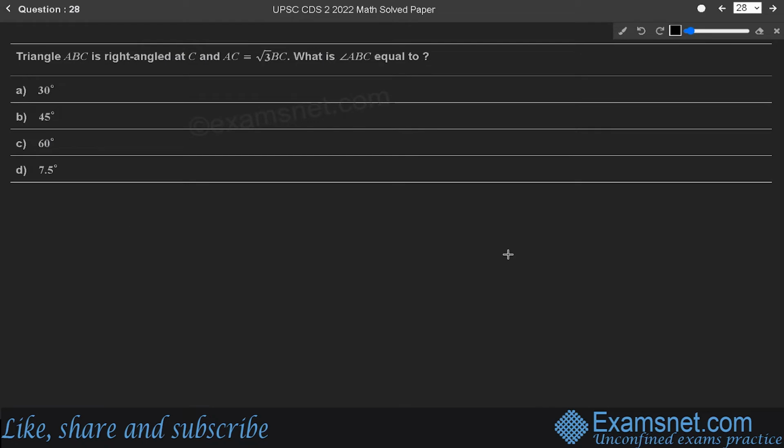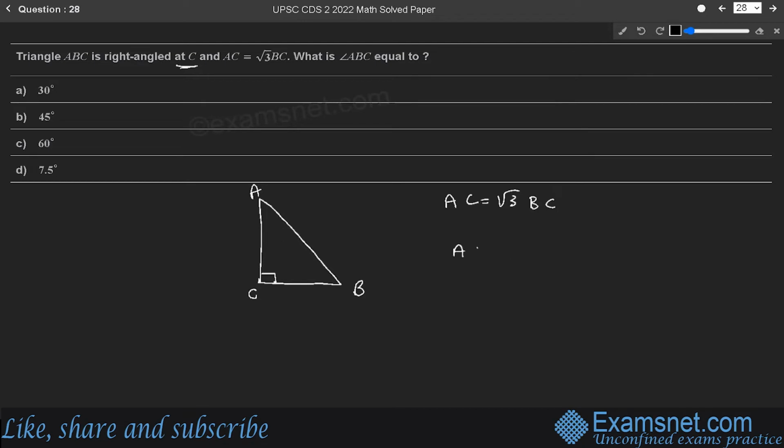Next question is: triangle ABC is right angled at C and AC is root 3 BC. What is angle ABC equal to? You can see that all the questions are coming from the right angle triangle. Let this be the right angle triangle. It is right angled at C, means this is C. Let this be A and let this be B. We know that this is 90 degree. Also a ratio is given, which is AC is equal to root 3 into BC.